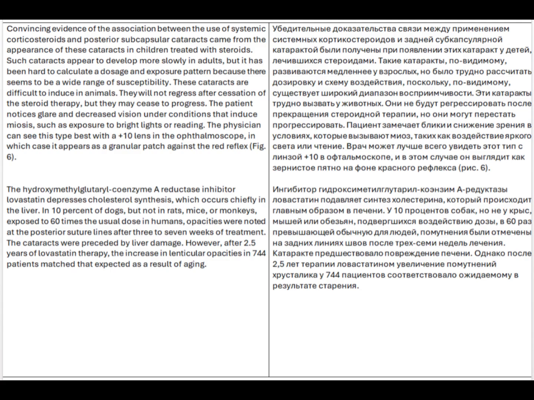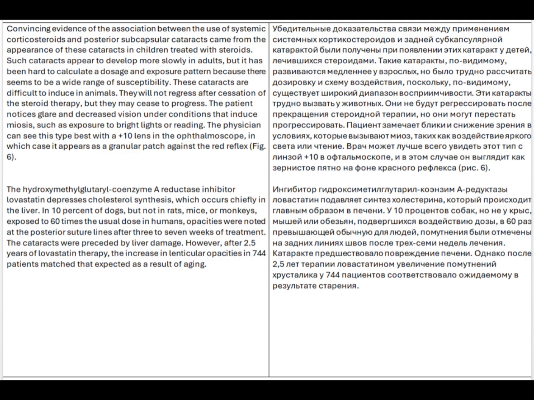The patient notices glare and decreased vision under conditions that induce miosis, such as exposure to bright lights or reading. The physician can see this type best with a +10 lens in the ophthalmoscope, in which case it appears as a granular patch against the red reflex (Fig. 6).